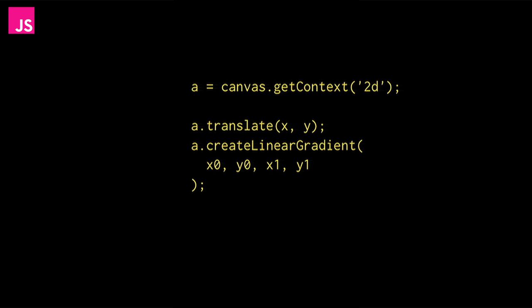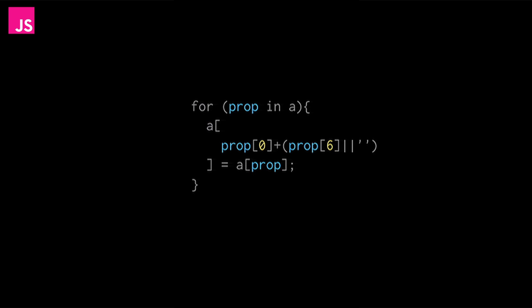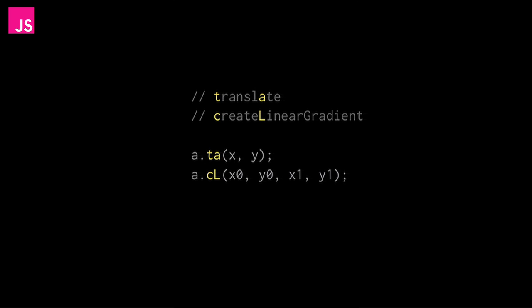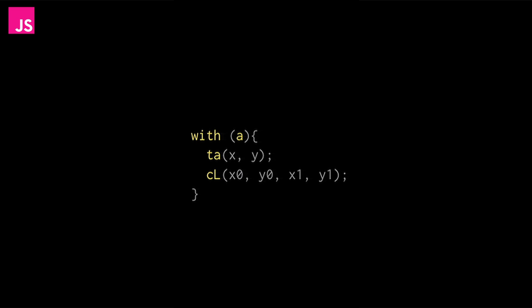When playing around with canvas, you see, okay, I have really long method names. And he did a really short thing where he looped over all properties, which includes the methods, and took the first and the 7th characters and created a shortcut for the original method. So instead of saying translate or createLinearGradient, you can just access TA and CL later on. There's still the a dot in front, so if you repeat this, you can even replace it with a and just call the methods. Pretty nice stuff.